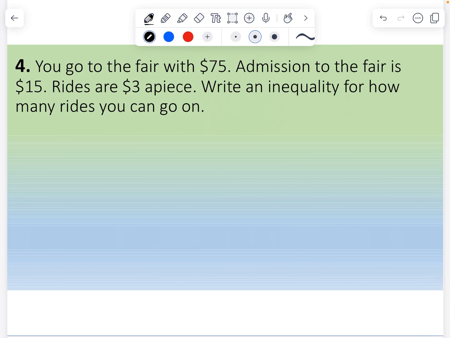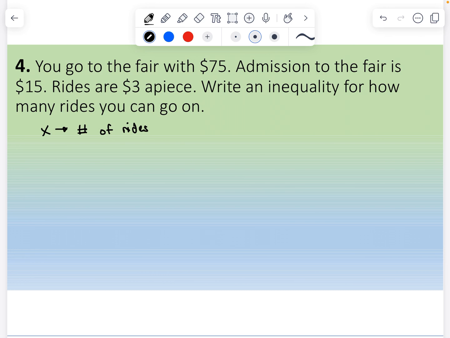Number 4 says you go to the fair with $75. Admission to the fair is $15, and rides are $3 a piece. Write an inequality for how many rides you can go on. Well, the first thing we should talk about is our variable, defining it. That would be the number of rides, right? It's in the last sentence, it's what we're looking for.